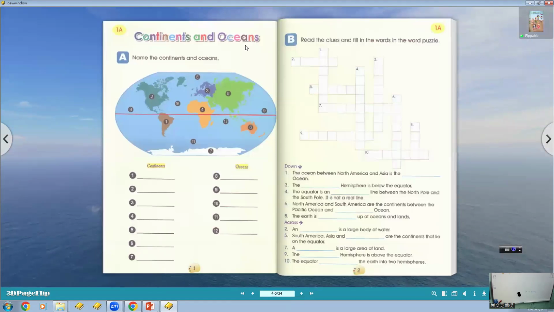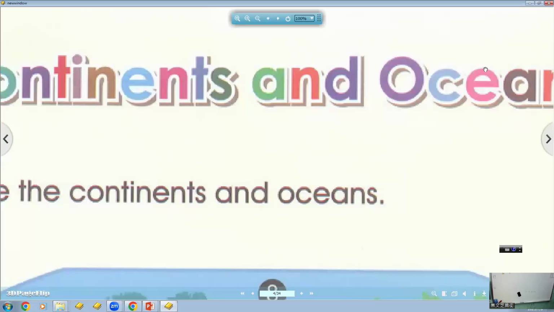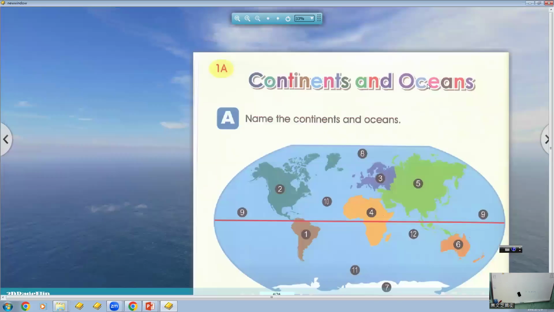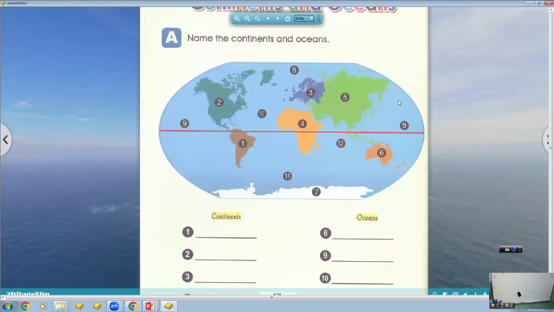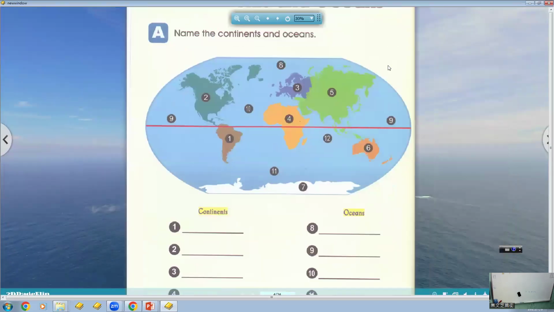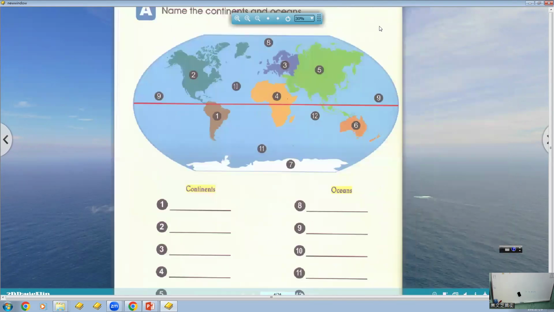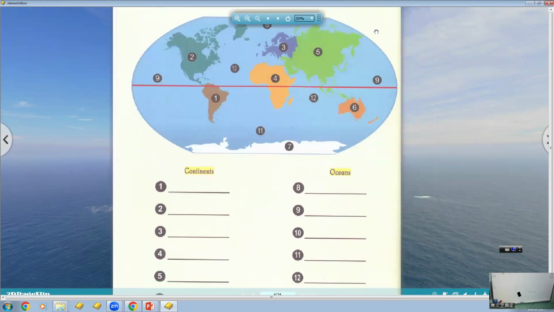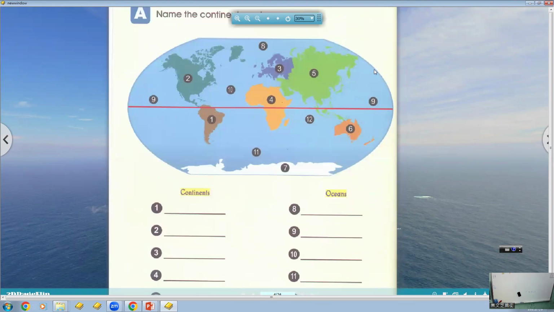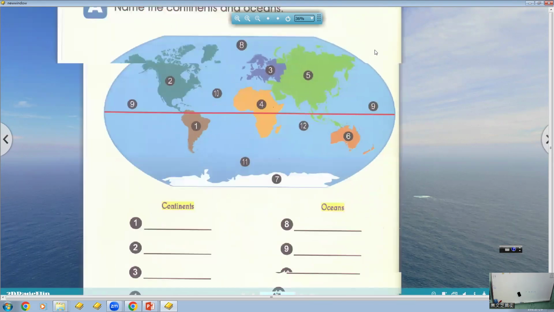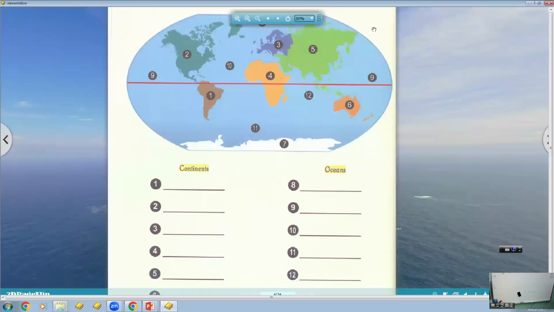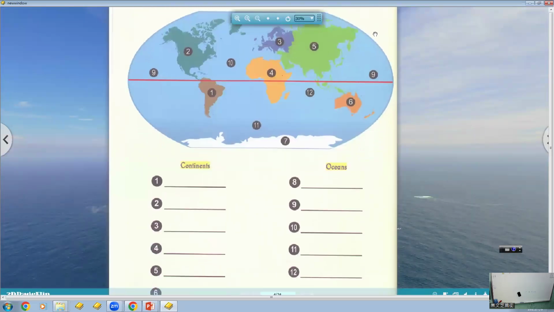Okay, here. So we will separate the oceans. You have to name the continents and oceans. Oh, wait a minute.